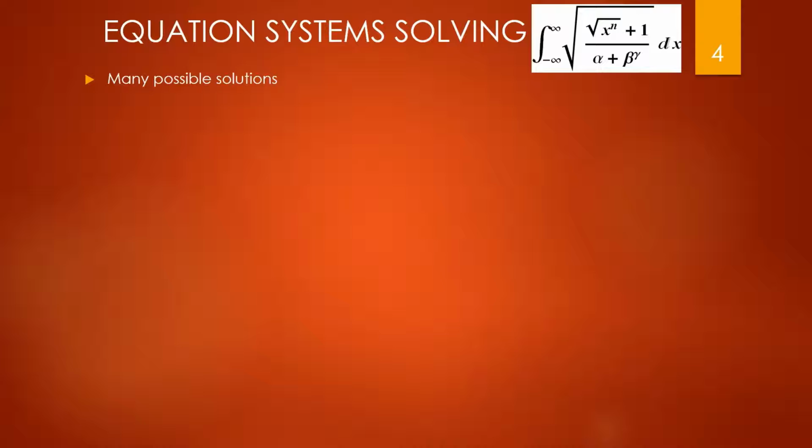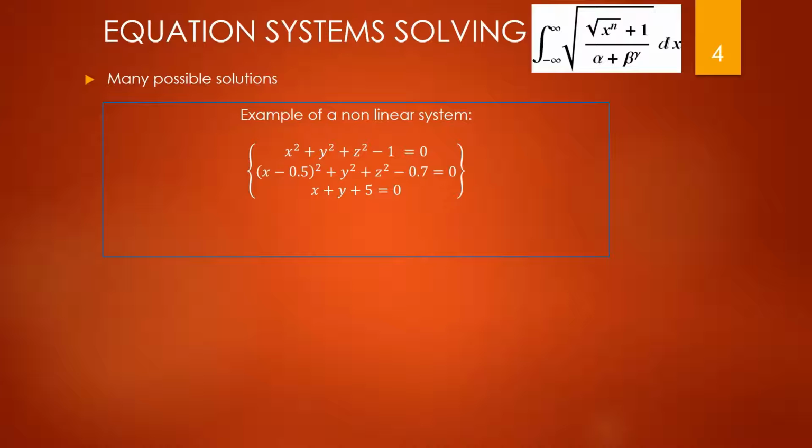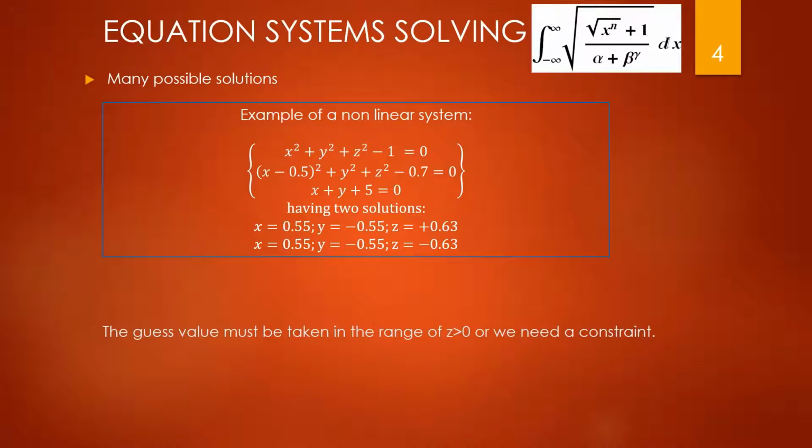Let's consider now an example where there are many possible solutions, like a nonlinear system, as displayed here, also in three variables. We know that the system has two solutions, one with a positive value of z and one with a negative value. We need to put a guess value in the range of z positive or negative to find the wanted solution. Otherwise, we can also input a special constraint in the solver.